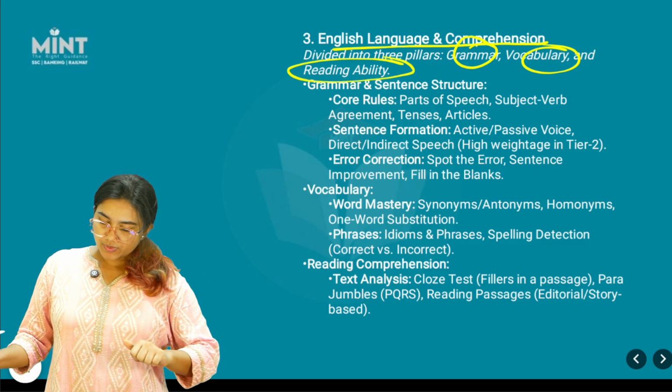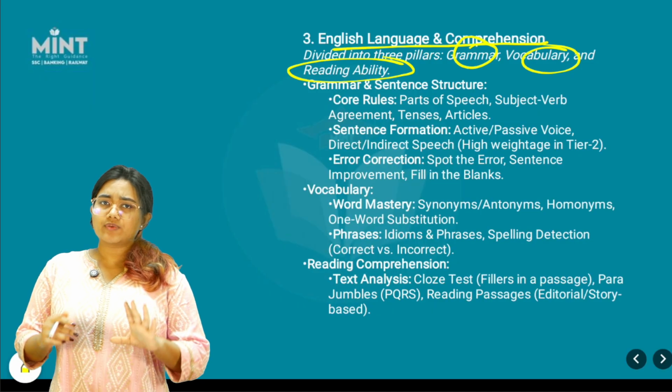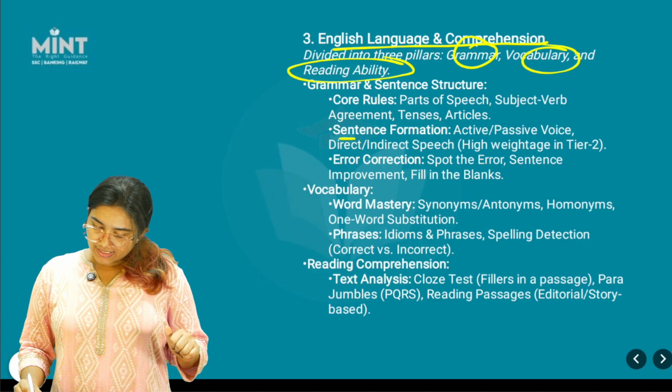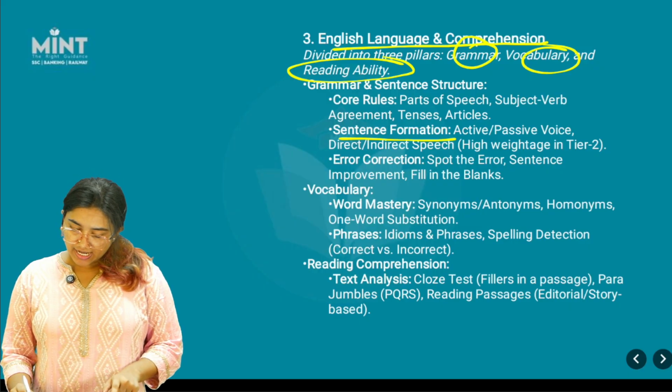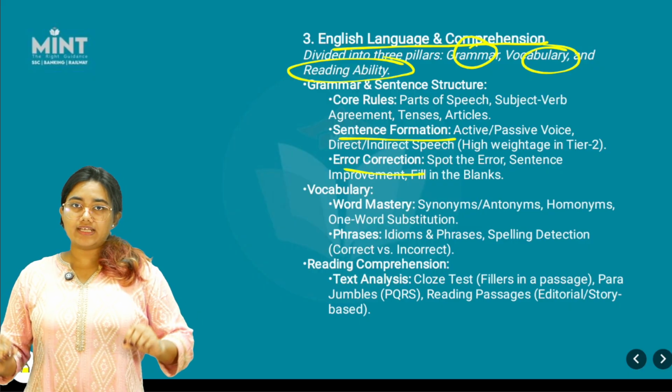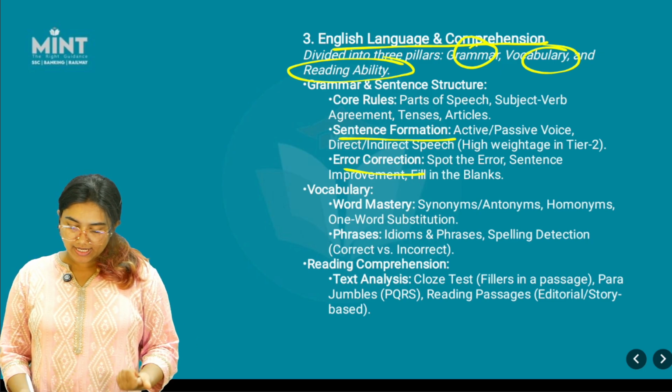Grammar and sentence structure, we have things like parts of speech, subject-verb agreement, tenses, articles, which are the core subjects. And then we have sentence formation, active, passive voice, direct, indirect speech. Things like error correction is going to be there, like spotting the error, or if there's any sentence improvement, fill in the blanks, all of those can also be asked.